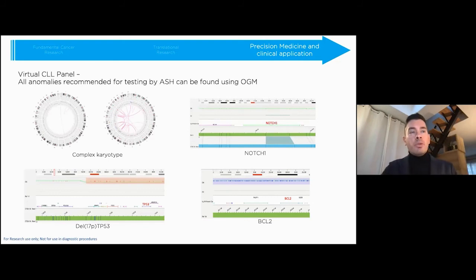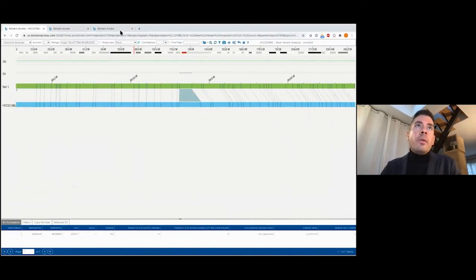We can make one for CLL, where besides being able to assess the complexity of the karyotype directly from the circos plot, you can also directly pinpoint any event impacting genes like NOTCH1 and BCL2, that are evaluated for patients to orient the patient towards specific treatments, and also a deletion in 17p, including the TP53 gene over there. But actually, let me show you how it works live on a sample.